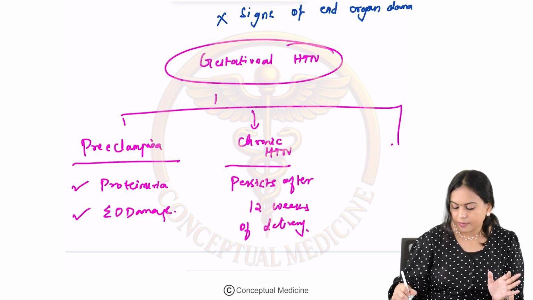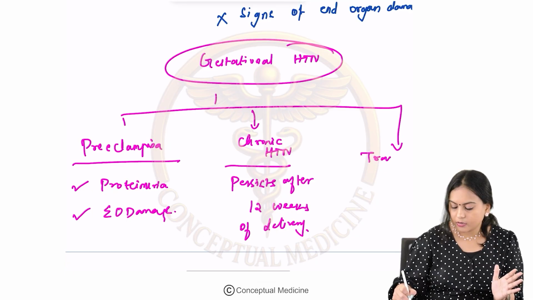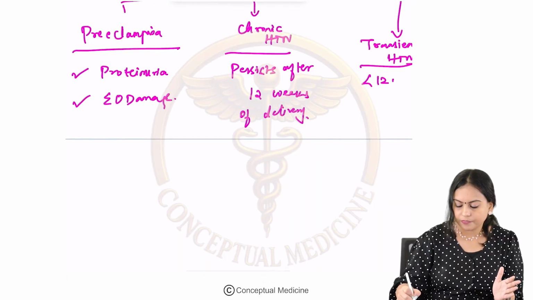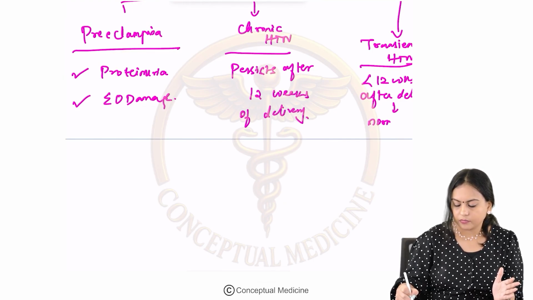Sometimes this can be a transient hypertension also, that is, within 12 weeks after delivery, the values become normal. Clear?